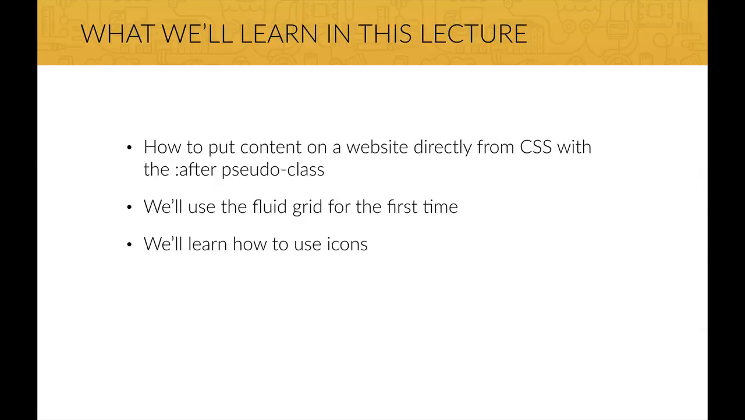So in this lecture, we'll learn some new things. We'll learn how to put content on a website directly from CSS with the after pseudo class. We'll use the fluid grid for the first time in order to build the 4 features column. And we'll also use beautiful icons in those columns as well.